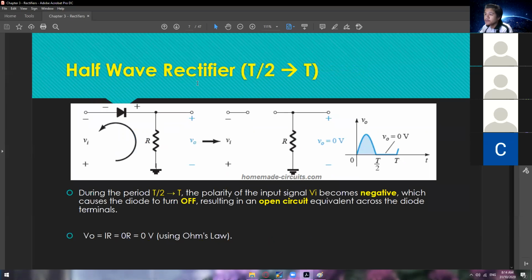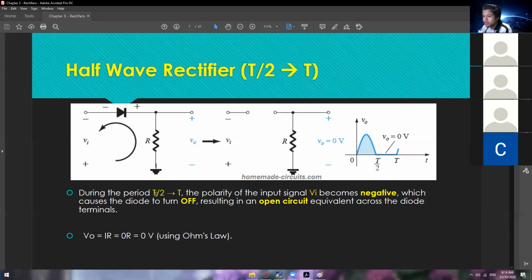All right, so let's say the half-wave rectifier from T divided by 2, or time divided by 2, to T. So this T here is the cycle. Okay, so 1T is 1 cycle. So of course, T divided by 2 is half of the cycle. So if you're going to take along this one, this is our first half cycle, and then the other one is the second half cycle, a total of 1 cycle, right?